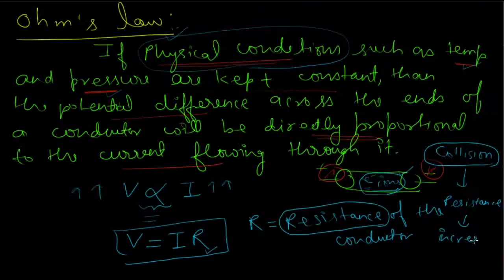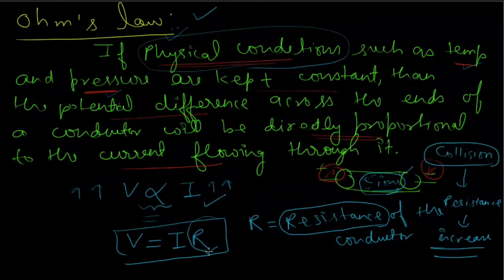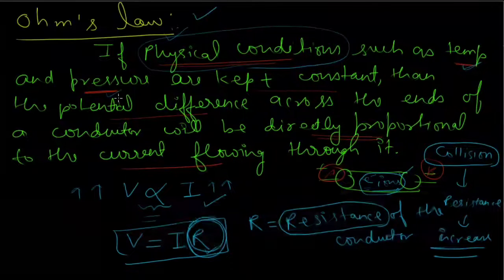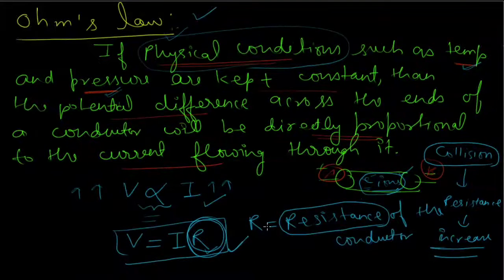If the resistance increases, it means it will not follow Ohm's law, which says that V is directly proportional to I, and here R will be a constant. R means resistance will be a constant, but due to the increase in temperature and pressure, R will not be a constant. If R is not a constant, then this conductor will not follow Ohm's law.